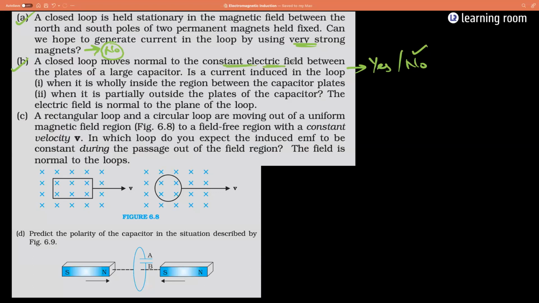Is the current induced in the loop when it is wholly inside the region between the capacitor plates? It has nothing to do with the electric field. So that is going to be the answer for the next two points also. C. A rectangular loop and a circular loop are moving out of uniform magnetic field region to a field-free region with a constant velocity. In which loop do you expect the induced EMF to be constant during the passage out of the field region? Answer.